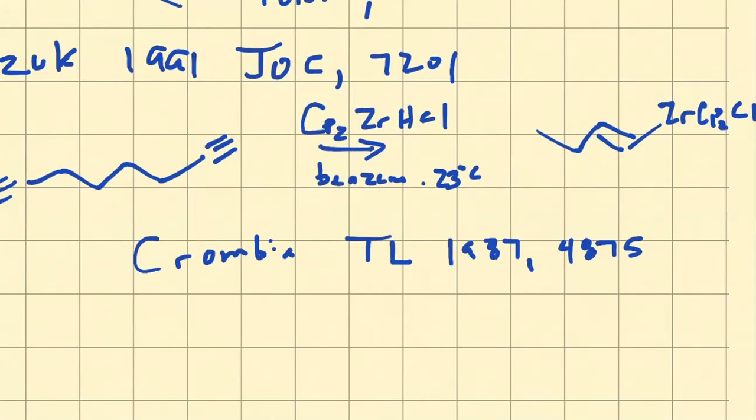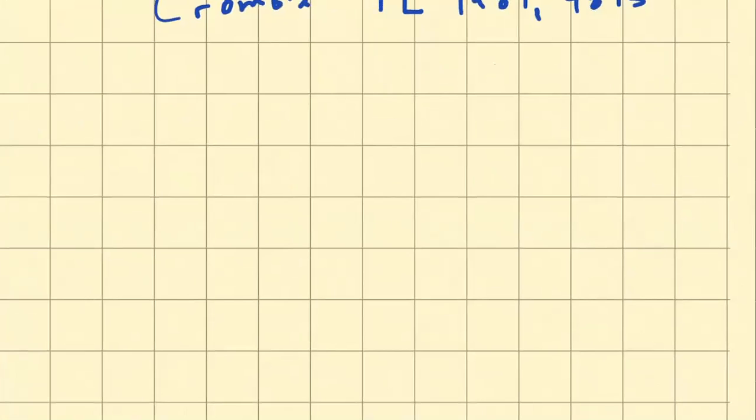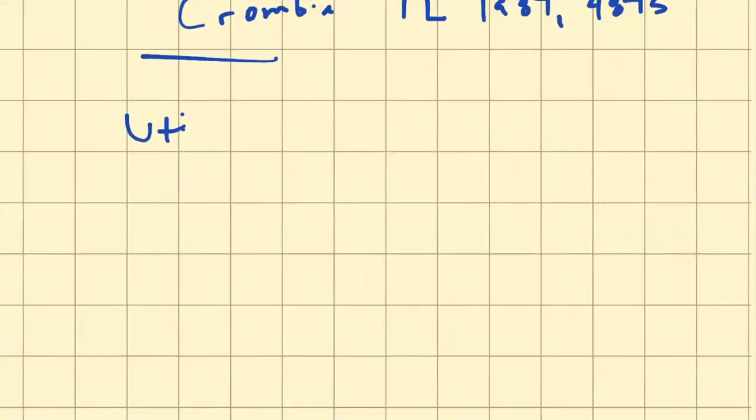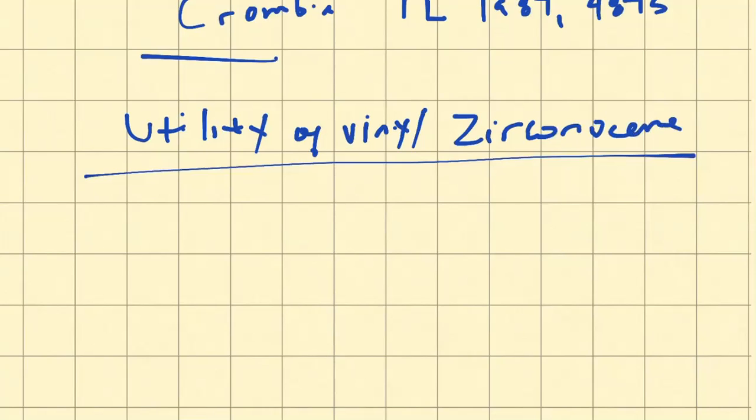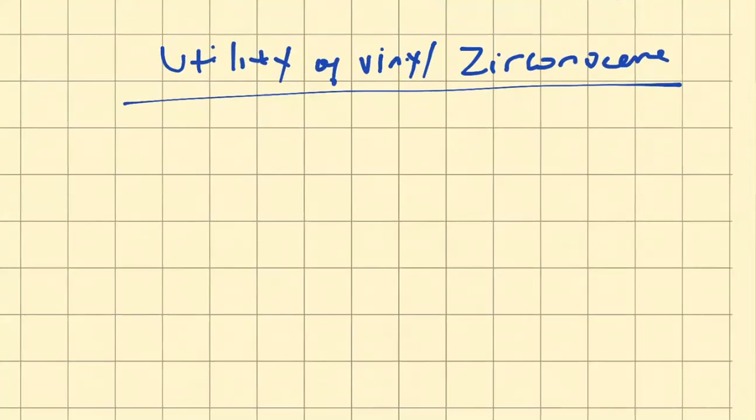Right. So one of the functional parts of this is that you can actually convert the vinyl zirconocene into other functional groups, like a lot of different functional groups. Let me show you basically the scope. If I have a vinyl zirconocene, you can turn this thing into a lot. It's a very versatile reactant, and a precursor to a lot of different products.